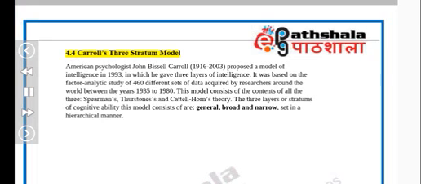4.4 Carroll's three-stratum model. American psychologist John Bissell Carroll, 1916-2003, proposed a model of intelligence in 1993, in which he gave 3 layers of intelligence. It was based on the factor analytic study of 460 different sets of data acquired by researchers around the world between the years 1935 to 1980. This model consists of the contents of all the 3, Spearman's, Thurstone's and Cattell-Horn's theory. The 3 layers or stratums of cognitive ability this model consists of are general, broad and narrow, set in a hierarchical manner.